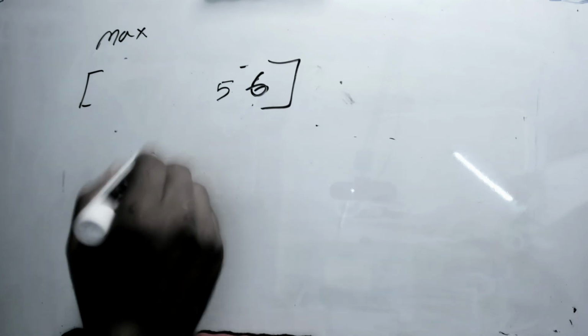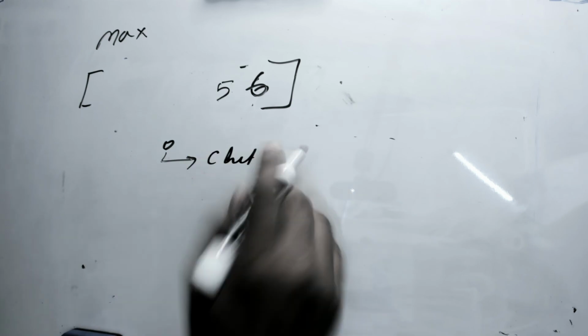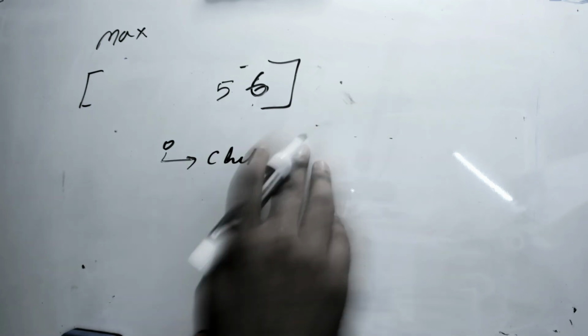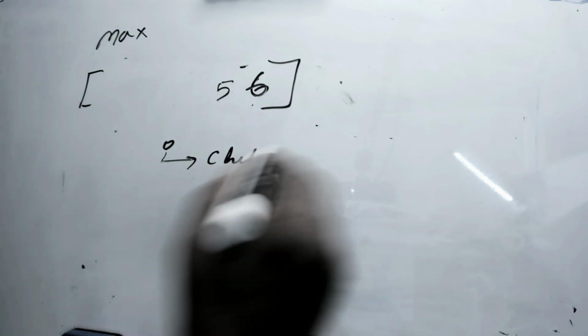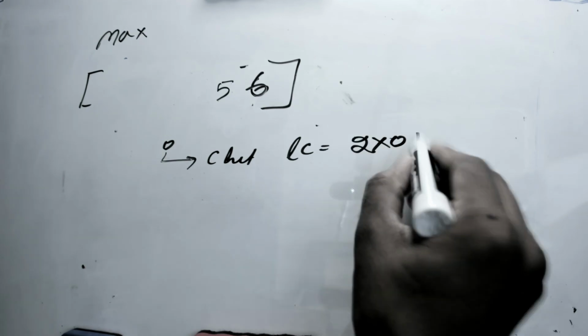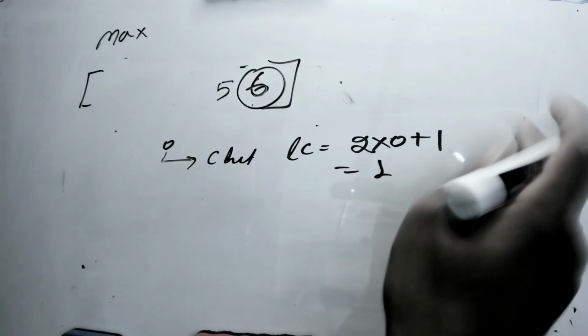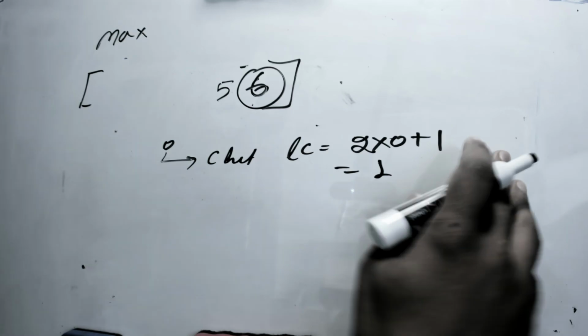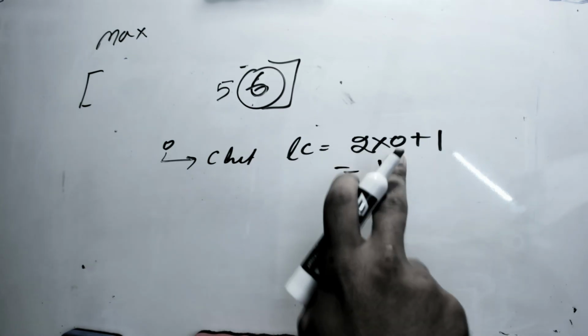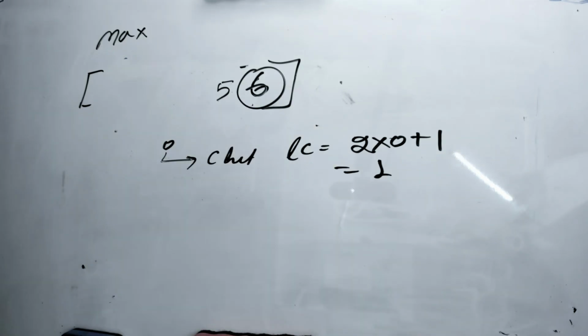Now your parent index becomes 0. Now it will find the children. Okay, let's consider the left child and right child. Left child becomes 2 into 0 plus 1, that is the 1st index. There is no right child. Right child would become 2 into 0 plus 2, but here it is not there, so we're going to consider 6. Then it will compare both children.